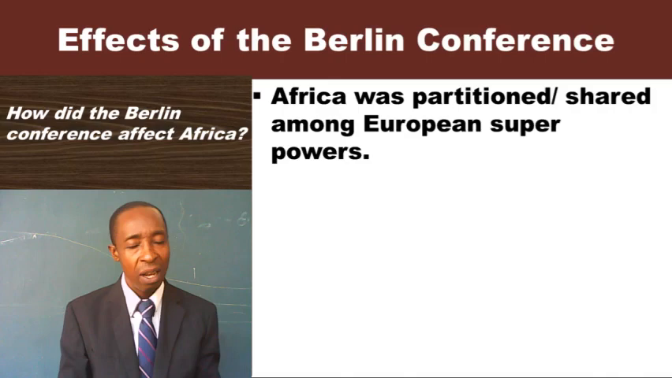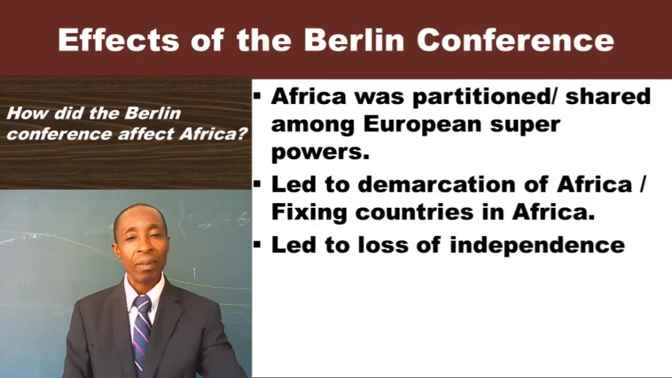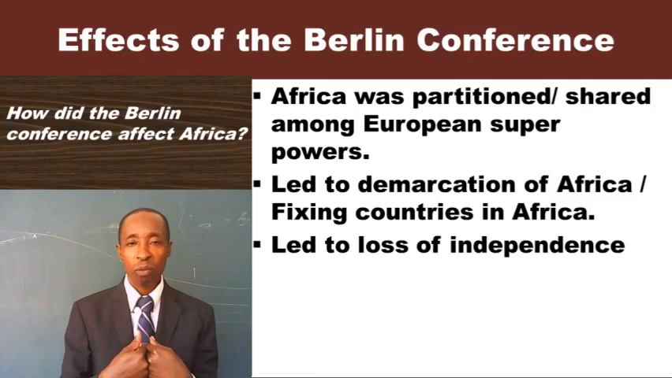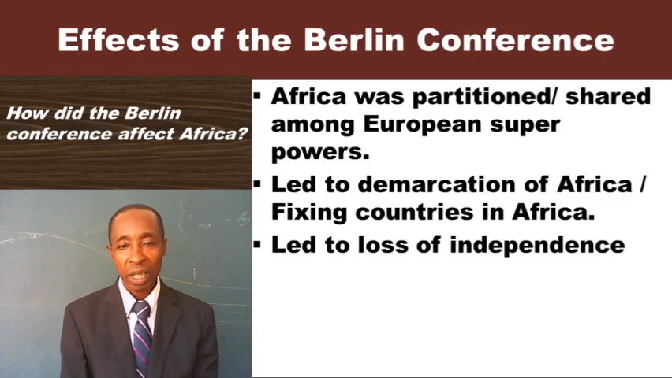The second aspect is that it led to demarcation of Africa, or the countries of Africa were fixed. Remember, we never had these demarcations in Africa like they are today. We were free, we were in kingdoms. But one of the concerns of the Berlin Conference was to fix countries in Africa, or demarcate Africa. It also led to loss of independence.